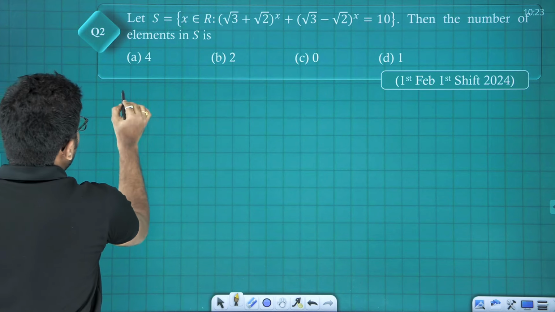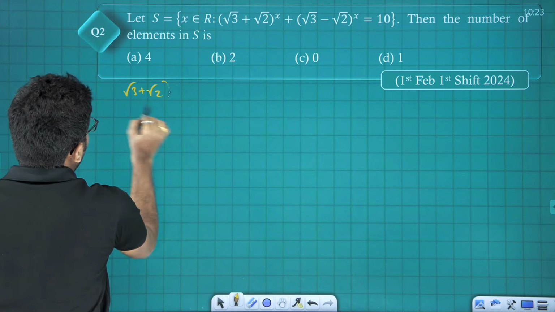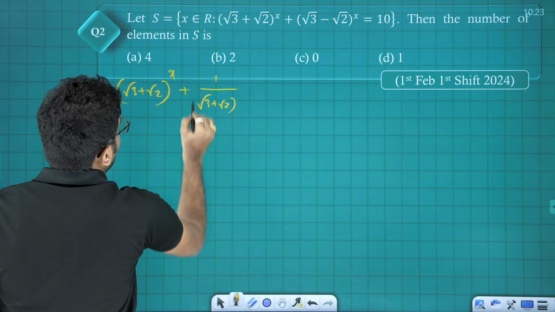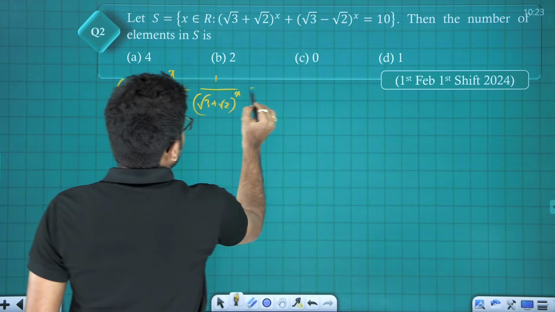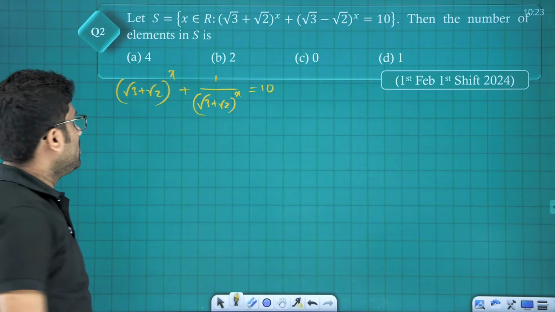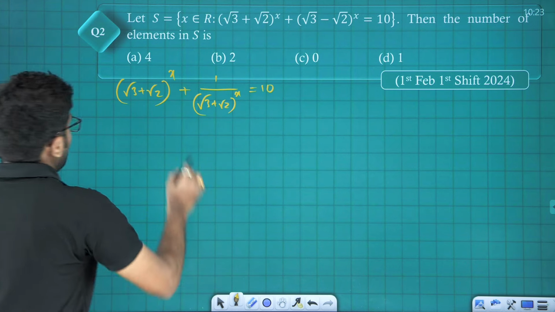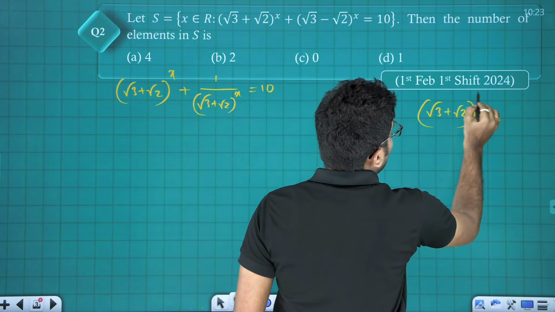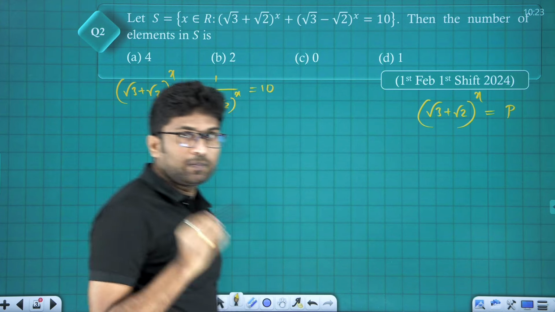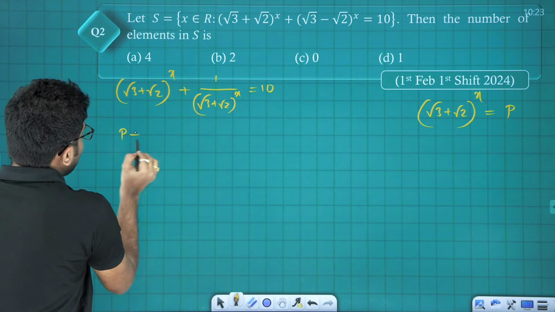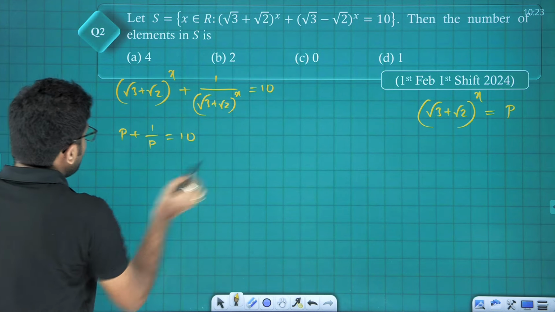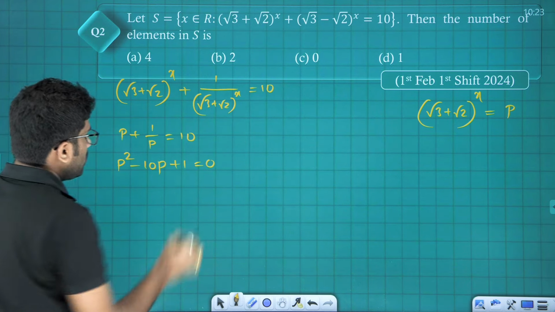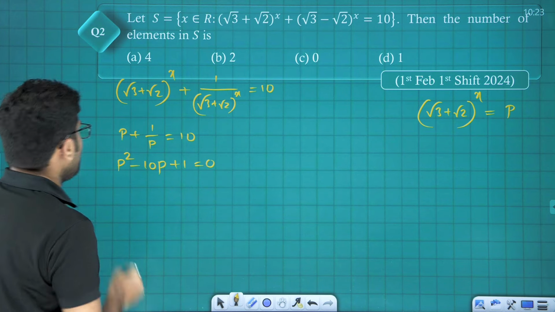Clear? Now we have (root 3 plus root 2) to the power x plus (1 by root 3 plus root 2) to the power x is equal to 10. Okay, now we do one thing, friends. Let's take (root 3 plus root 2) to the power x as some p. So we get p plus 1 by p is equal to 10. That means p square minus 10p plus 1 is equal to 0. A quadratic equation, so we can solve for the roots here.